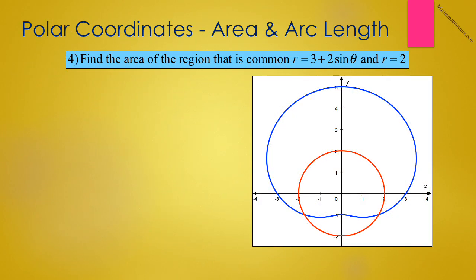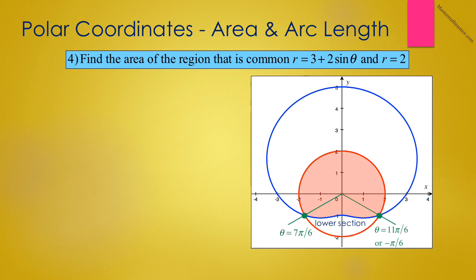In number 4, we have the same setup, but we're asked to find something different. We are asked now to find the area of the region common to r is equal to 3 plus 2 sine theta, and r is equal to 2. We shade the region of interest, which is inside the circle and also inside the blue curve. Since this problem is the same as on the previous slide, the points of intersection are the same.